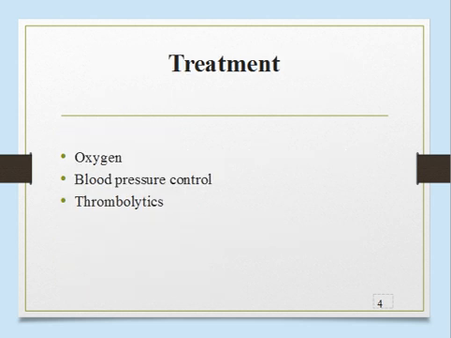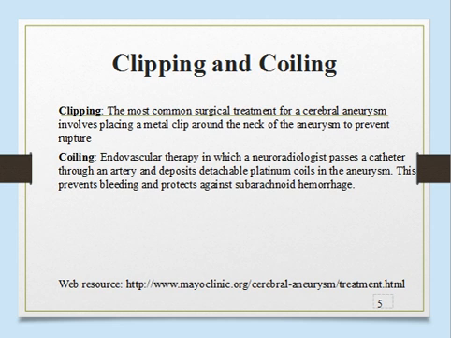Treatment: oxygen, blood pressure control, thrombolytics, if thrombolytics are done within the appropriate amount of time. There is a time limit to this treatment, so that's why early treatment is the best. There is also clipping and coiling. Clipping is the most common surgical treatment for cerebral aneurysm. It involves placing a metal clip on the neck of the aneurysm to prevent rupture. Coiling, which is endovascular therapy, in which a neuroradiologist passes a catheter through an artery and deposits detachable platinum coils in the aneurysm. This prevents bleeding, protects against subarachnoid hemorrhage.